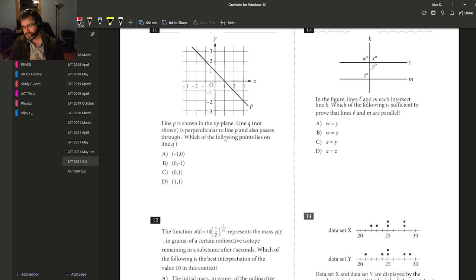Linear function, negative slope, positive y-intercept. It really is that simple. That's the y-intercept. So, line Q is not shown. There we go. Not that simple. Line Q not shown is perpendicular, means that it has the opposite reciprocal slope. So this has a slope of -1, so the other one has a slope of 1.